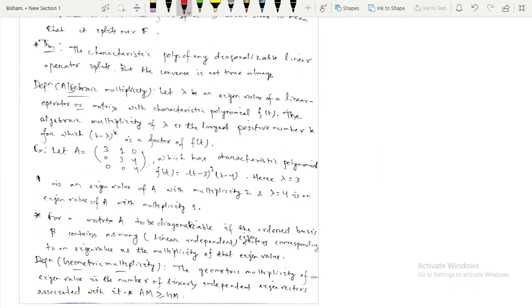So we already discussed in the last class what is algebraic multiplicity. So we'll talk in English. What is algebraic multiplicity? If lambda is an eigenvalue of a linear operator or a matrix with characteristic polynomial f of t, the algebraic multiplicity of lambda is the largest positive number k for which (t minus lambda) to the power k is a factor of f of t.